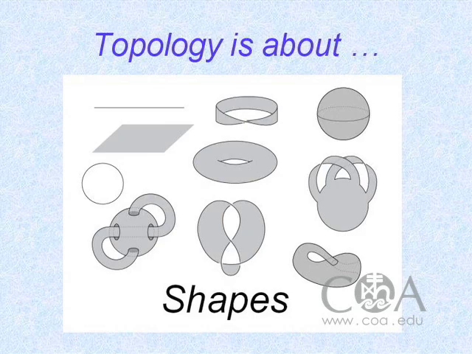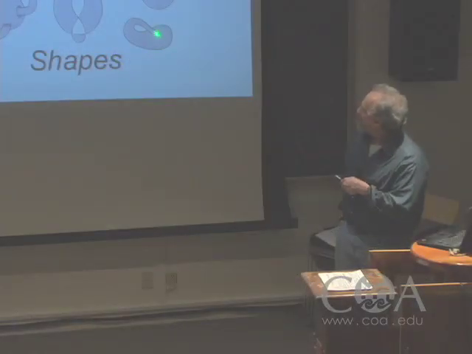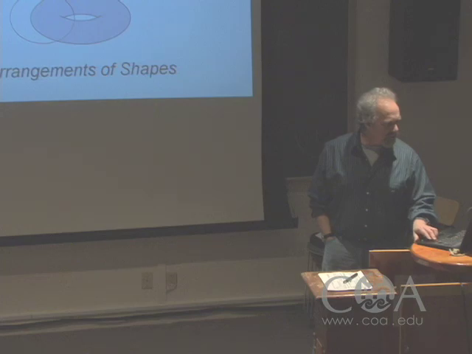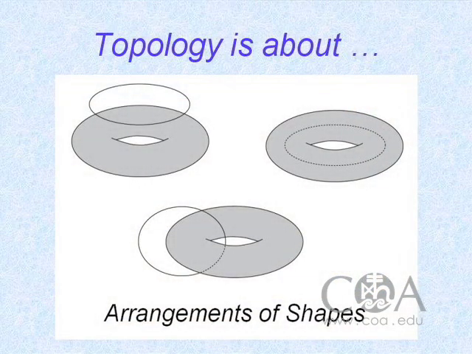So topology is about shapes, and we see a wide variety of different shapes there: a line, a Möbius band, a sphere, this thing, whatever that is, a torus, the surface of a donut, a plane, a circle, and a Klein bottle, other odd things. But again, the basic idea in topology is we study shapes and arrangements of shapes. So here we have two shapes, a torus and a circle, and here are a few different ways they can be arranged. We just have the circle sitting above the torus, the circle running in the middle of the torus, the circle running around the hole in the torus. Those are the same shapes but different arrangements, so they're of interest as well.